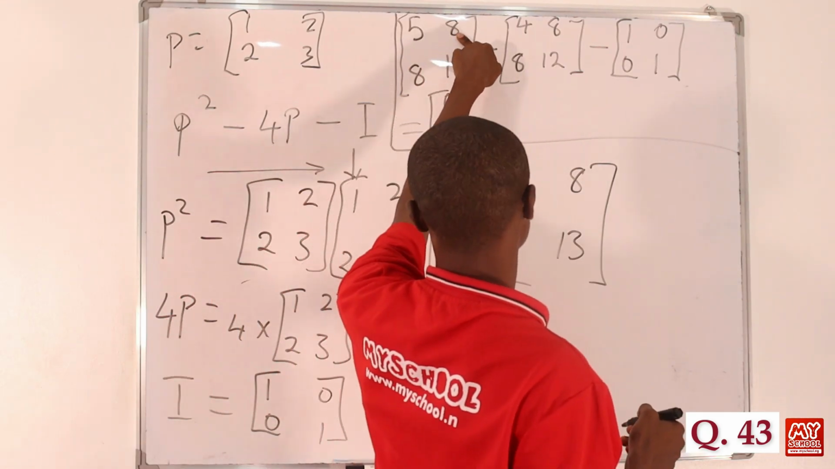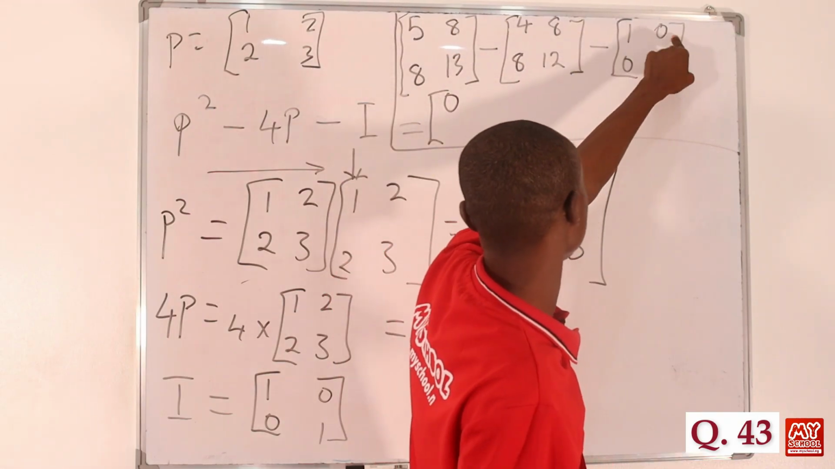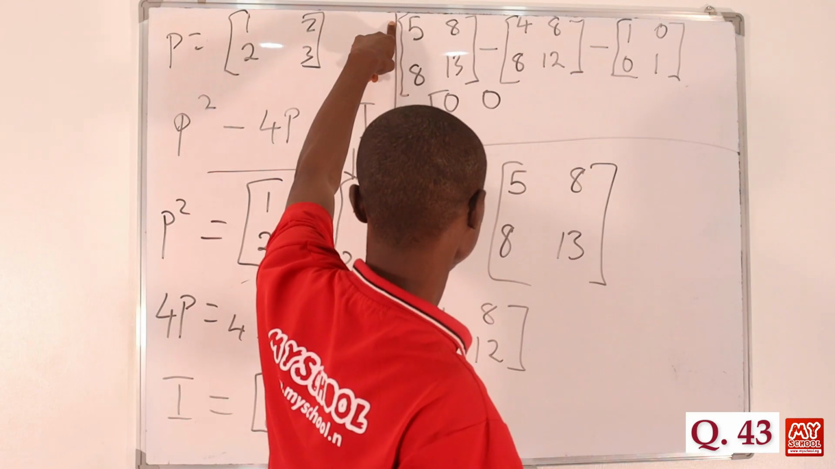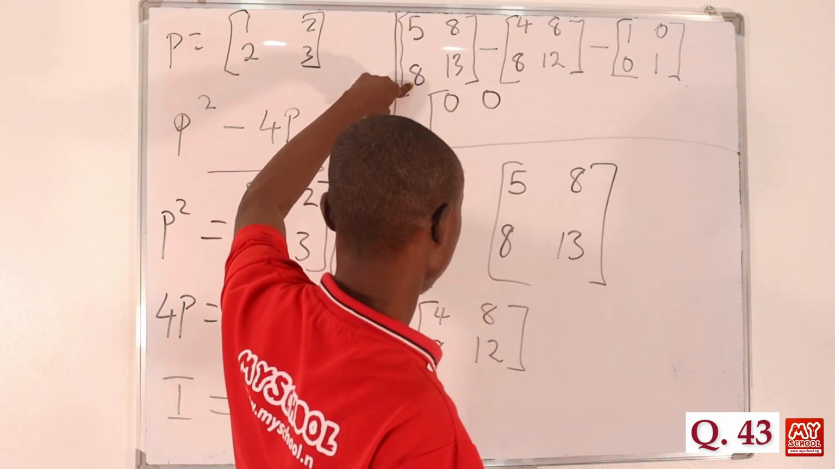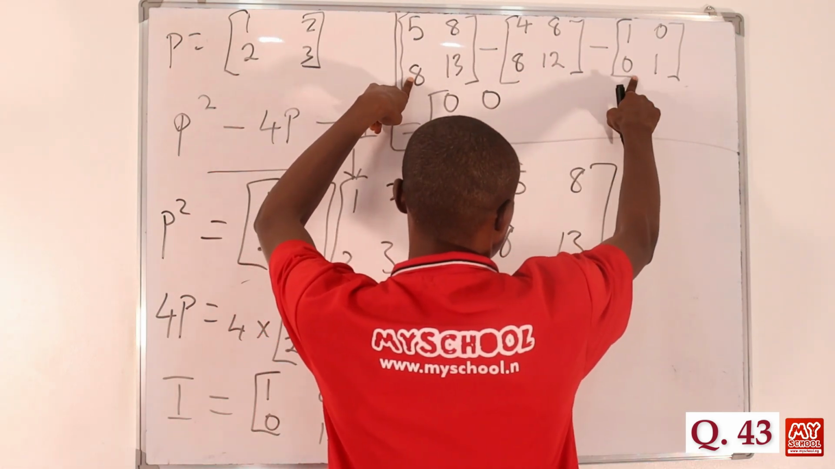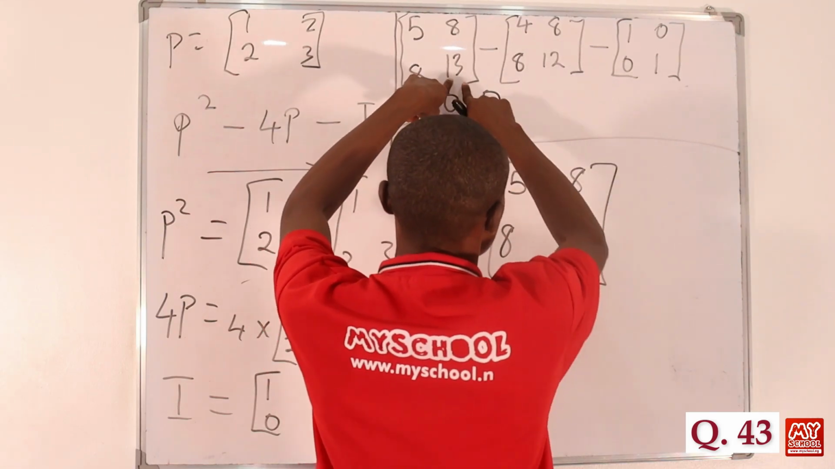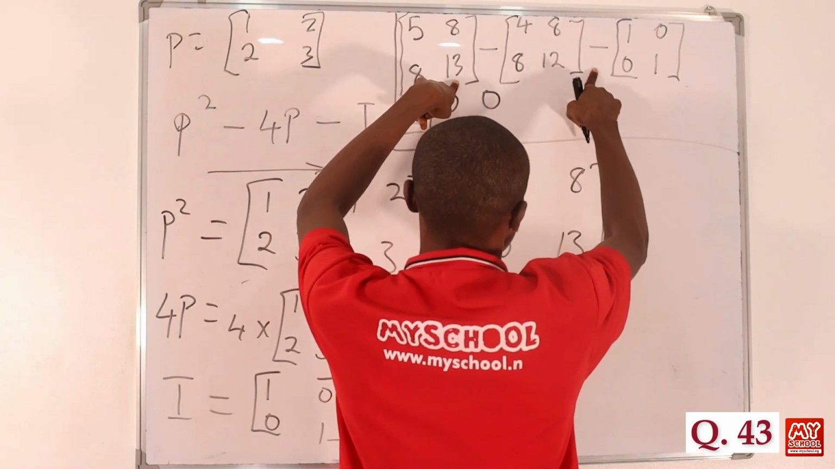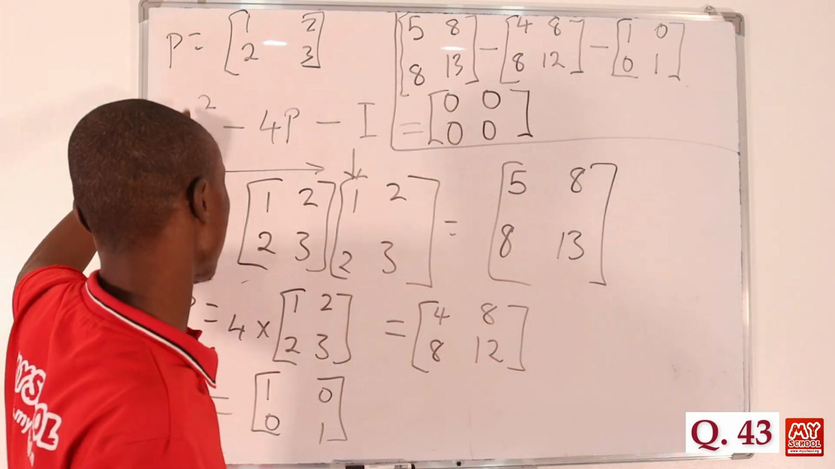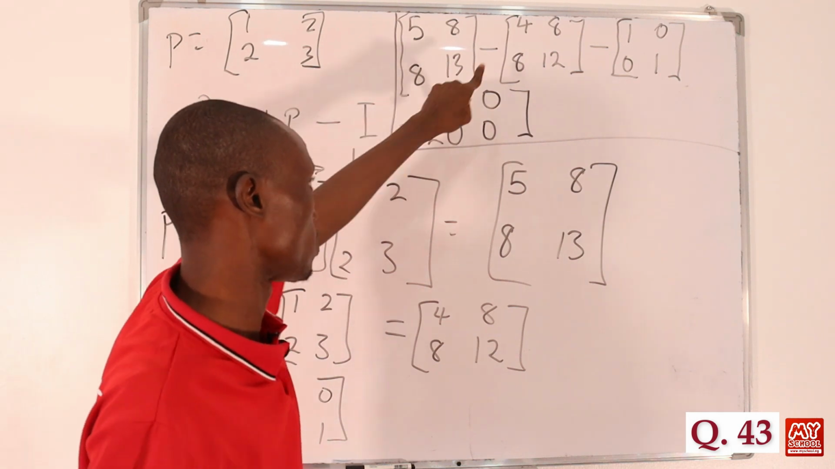Then let's move to the second element in the first row. So here we'll be having 8 minus 8 minus 0, and that will also be equal to 0. Then let's move to the first element in the second row. So here we'll be having 8 minus 8 minus 0, that is also 0. So here we have 13 minus 12 minus 1, and that is also 0. Okay, so the elements of P squared minus 4P minus the identity matrix are 0, 0, 0, 0.